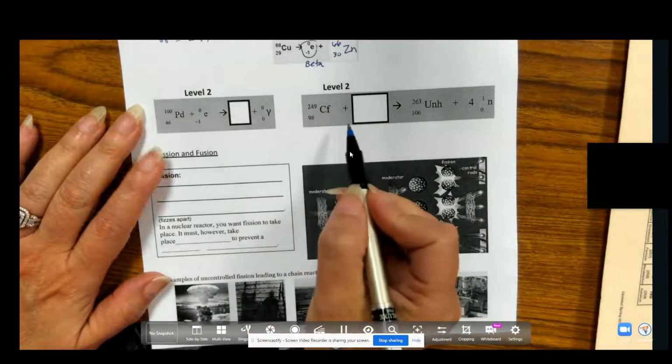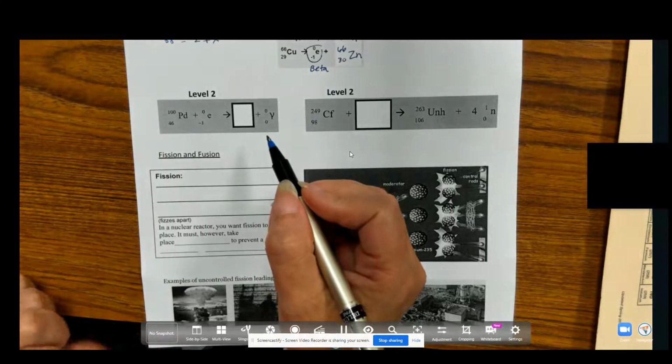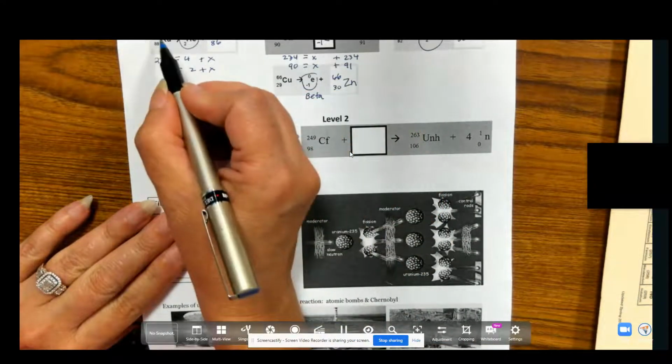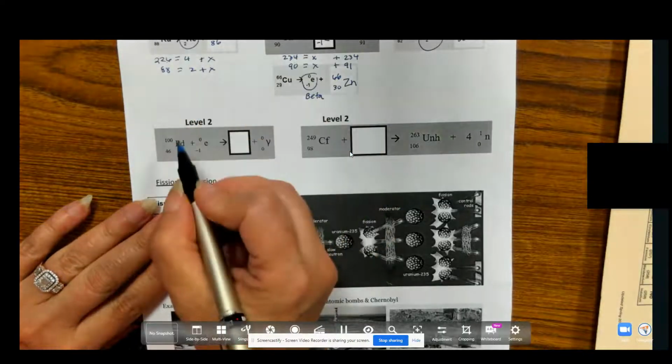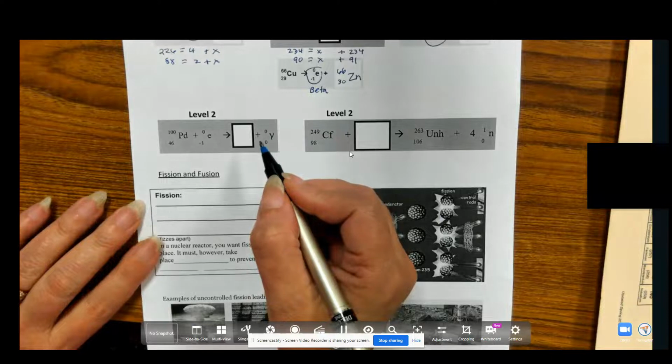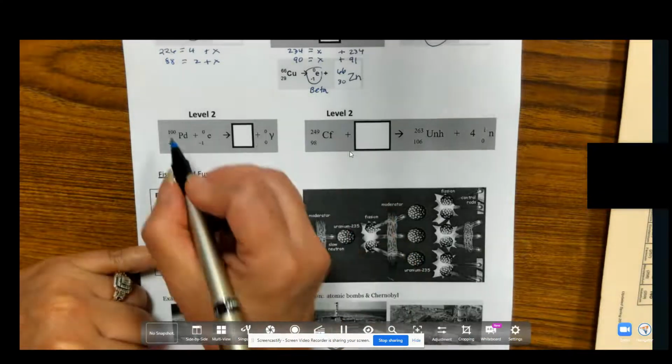Now these are level 2, and the reason why they're level 2 is because there's more than just one thing to start with, right? These all had 1 and they split into 2. Well, this has 2 and it splits into 2. Okay, but you still work it the same way. It's just a little harder with the math, but I still do the same thing.